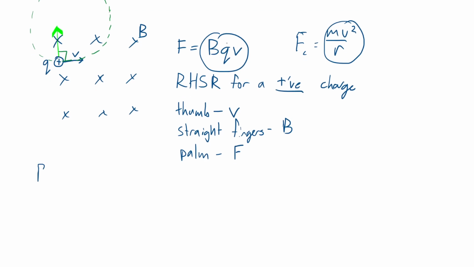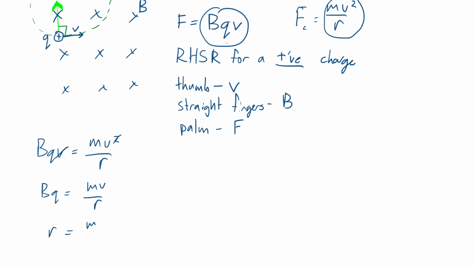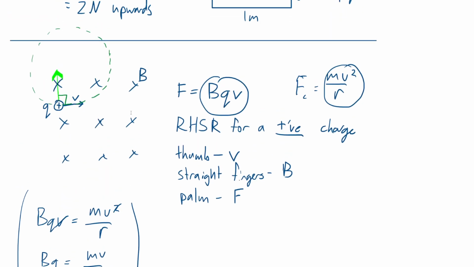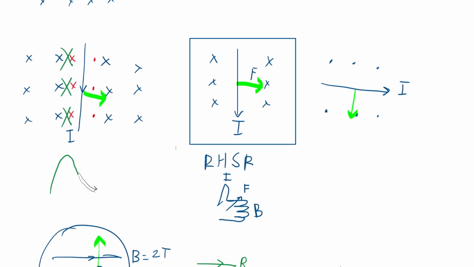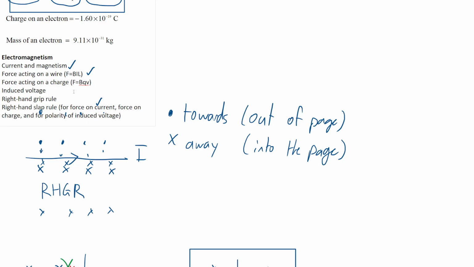Cool. So bqv equals mv squared over r. One v cancels. bq equals mv over r. If you rearrange for r, r equals mv over bq. So as the velocity goes up, the radius of its path would also go up. Cool. And that could be an excellence question, exploring that relationship. All right. Have we missed anything here? Right-hand slap rule, force acting on charge.